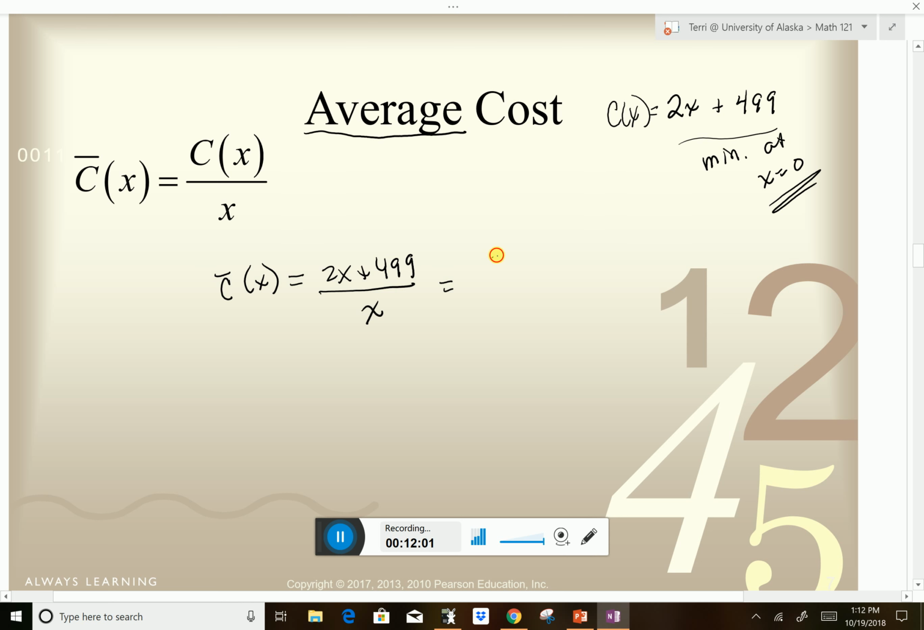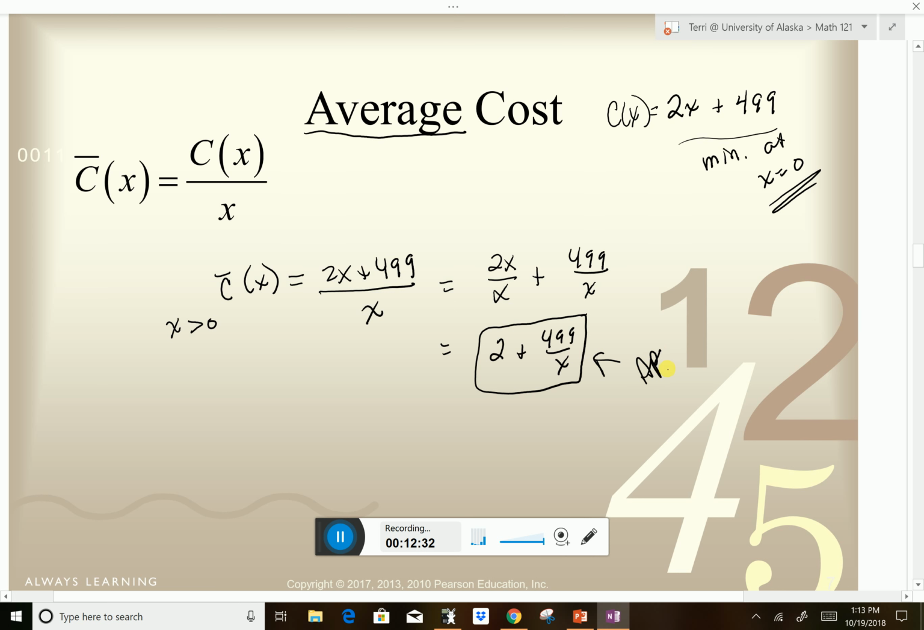So 2x over x, so I can divide this up into two pieces. And this, of course, x is greater than 0, because we can't produce negative quantities, and it can't be equal to 0 because of the denominator. So this is equal to 2 plus 499 over x. Well, this is something that I could look at and find the minimum of. And that's something you're going to do more in applied calculus. You'll do more average cost functions.